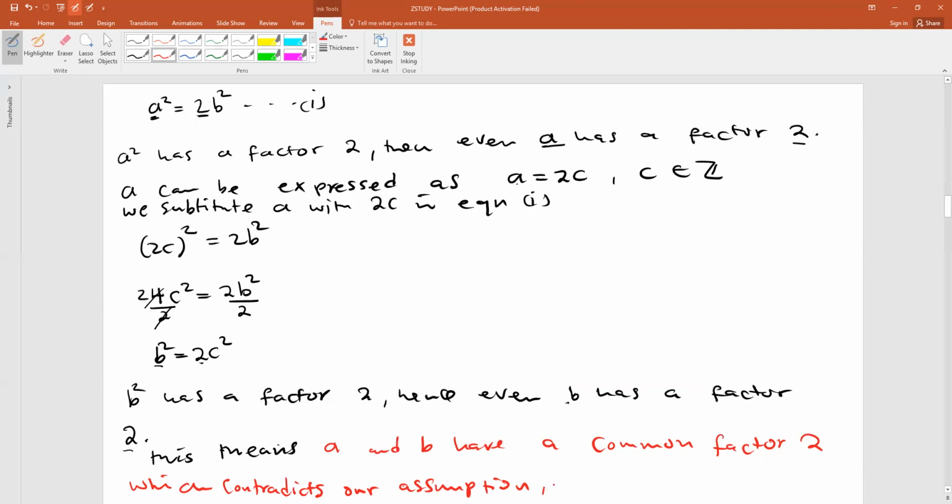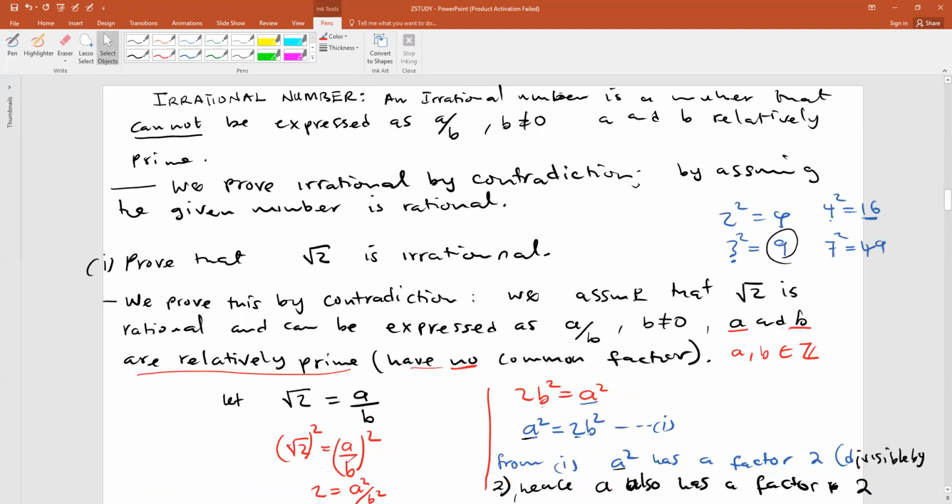Hence, by contradiction, root of 2 is irrational. Simple as that. Since it has a common factor, it's irrational. It cannot be expressed as a over b. So that's how you prove for irrational. This has been proved to be irrational by contradiction. So that's how you prove it.